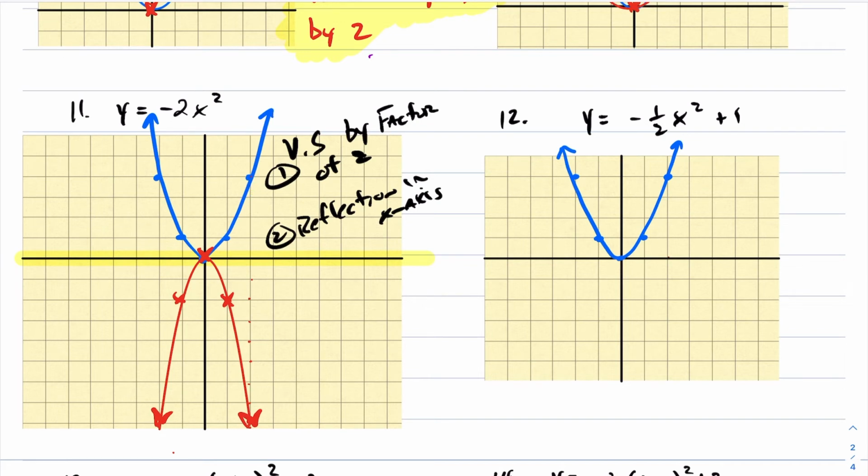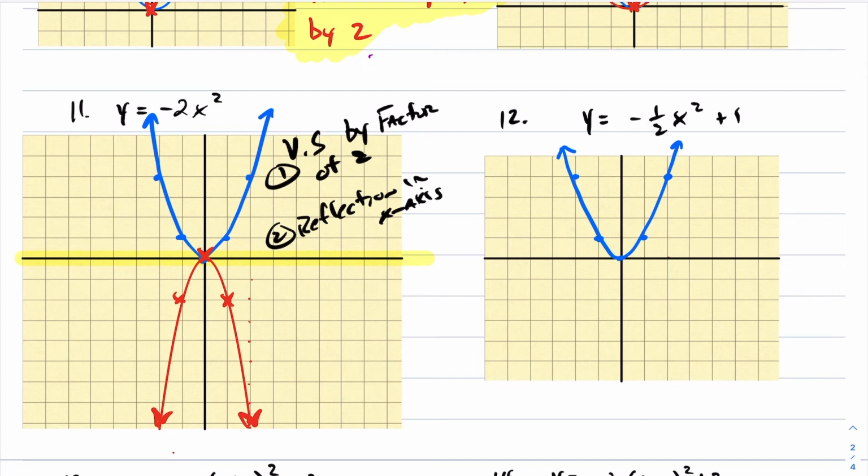Every one of these points is reflected in the x-axis. Now I'm using the term reflection, i.e. it's a mirror image, but it's reflected in the x-axis compared to your y equals x squared function, y equals 2x squared relation. But at any rate, it's a flip. Sometimes they use the term flip too in your x-axis. Okay, let's take care of number 12 here.